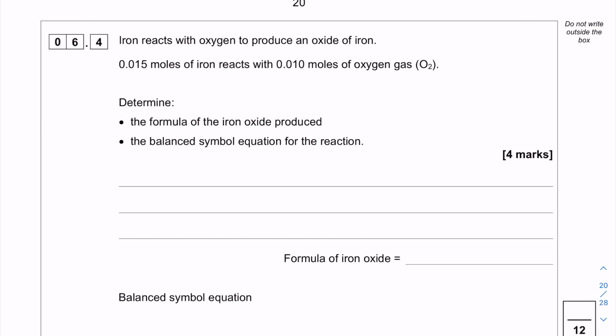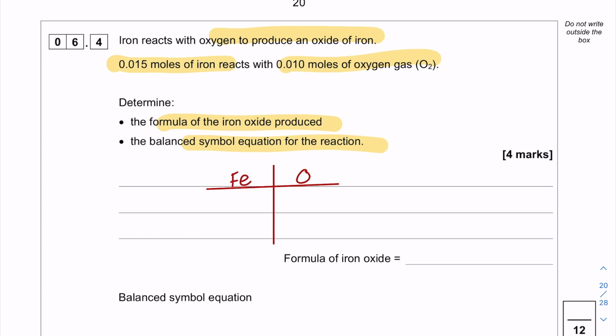Iron reacts with oxygen to produce an oxide of iron. 0.015 moles of iron reacts with 0.01 moles of oxygen gas. Determine the formula of iron oxide produced and the balanced symbol equation. So this is effectively an empirical formulae question. So we list the elements we're interested in, and we need the number of moles of each. So we've been told we have 0.015 moles of iron, but how many moles of oxygen do we have?